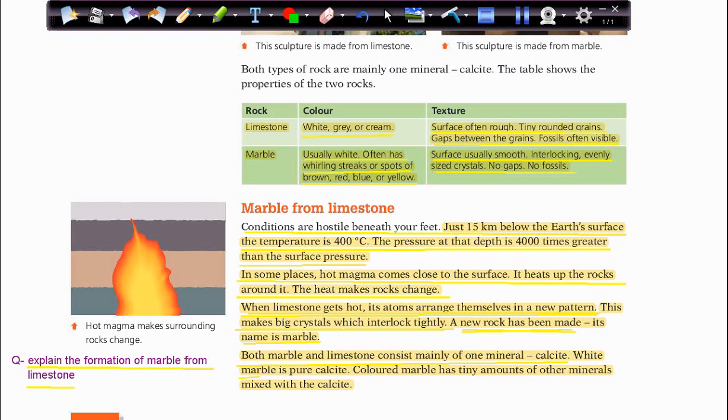White marble is pure calcite. Colored marble has tiny amounts of other minerals mixed with the calcite. So sometimes we can see white marble, and in our kitchens we are using a kind of colored marble. It has colored spots: green, red, yellow, blue, brown sometimes. So this is not pure calcite. This is calcite mixed with tiny amounts of other minerals, but the white one is pure calcite.